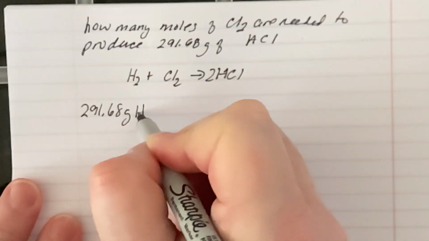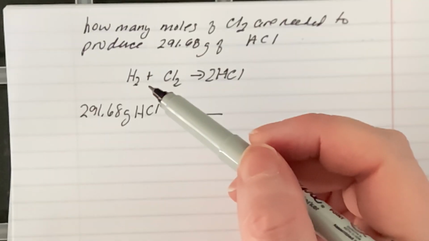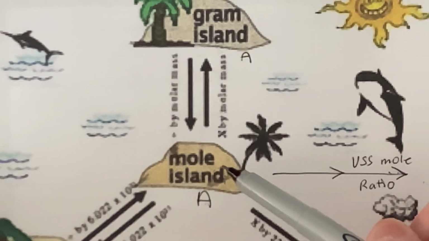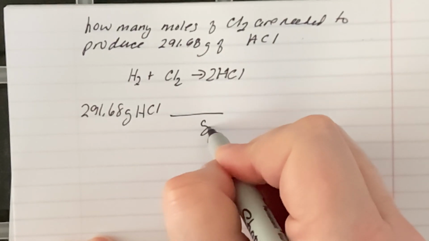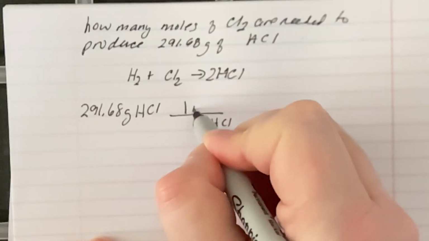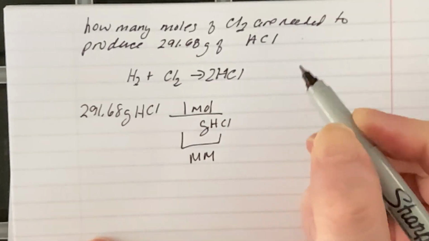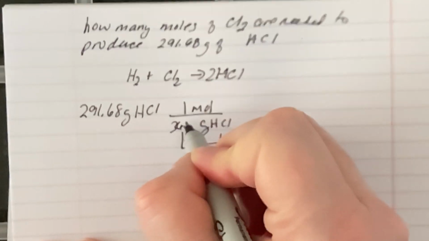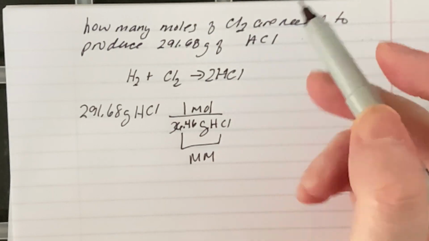291.68 grams of HCl. And we know we always have to get to moles. So looking on my map, grams to moles. And so I'll be dividing by the molar mass of HCl, because that's what grams is. Number of grams in 1 mole is our molar mass. Hydrogen is 1.01, chlorine is 35.45, so 36.46 grams of hydrogen chloride are in 1 mole.